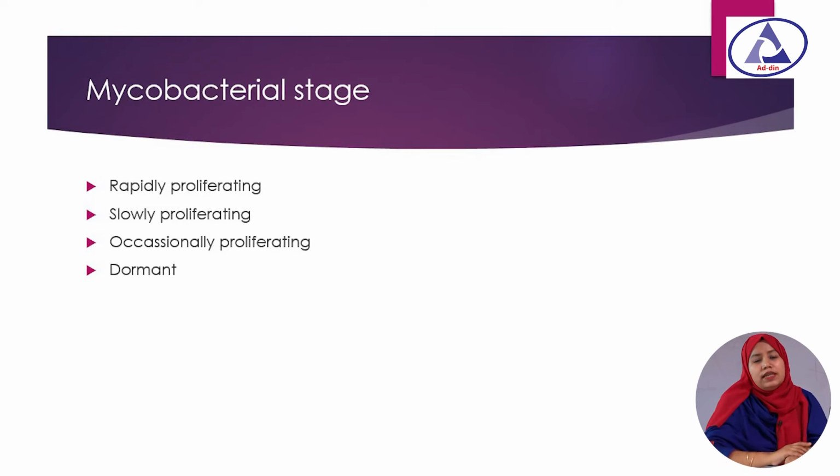Then what are the stages of Mycobacterium tuberculosis? It has 4 stages. Some mycobacteria proliferate very rapidly and some proliferate slowly. Some proliferate occasionally, and some remain dormant. The main problem we face is with the dormant bacilli. So the stages are: number 1 rapidly proliferating, number 2 slowly proliferating, number 3 occasionally proliferating, and number 4 dormant bacilli.